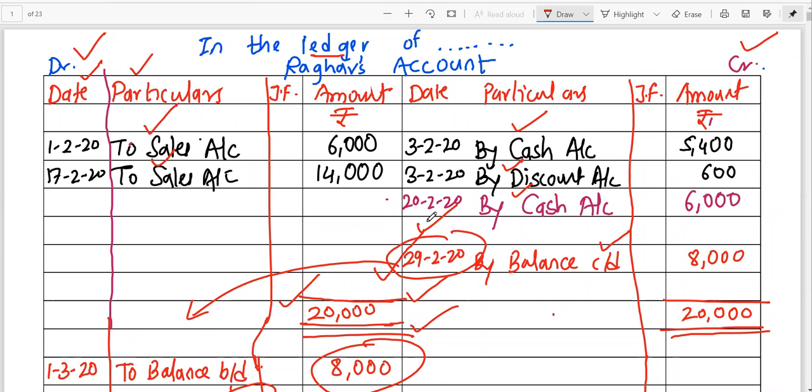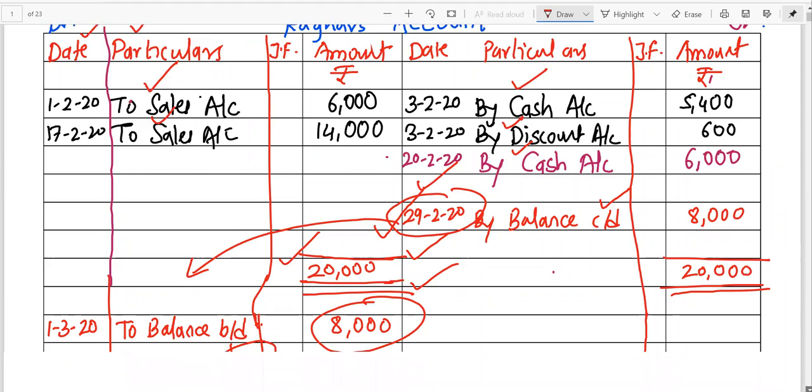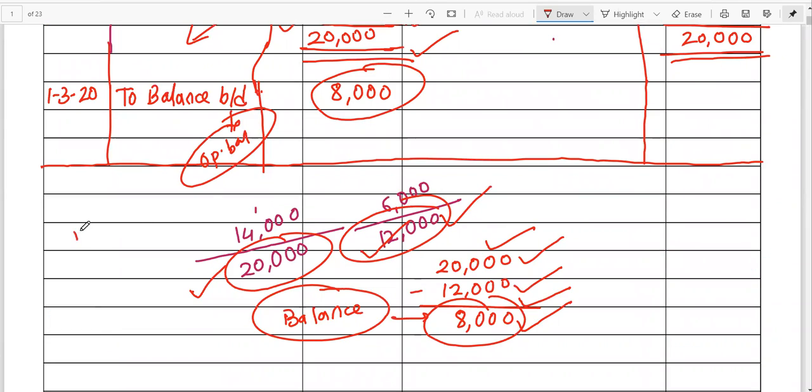ओके सर, हे बॅलन्सिंग कसं केलं, काय करायचं, सिंपल प्रोसिजर आहे. बॅलन्सिंग म्हणजे काय करायचं, आधी डेबिट साइड टोटल घ्यायचं, देन क्रेडिट साइड. डेबिट साइड टोटल किती आलं आपलं, 20,000.